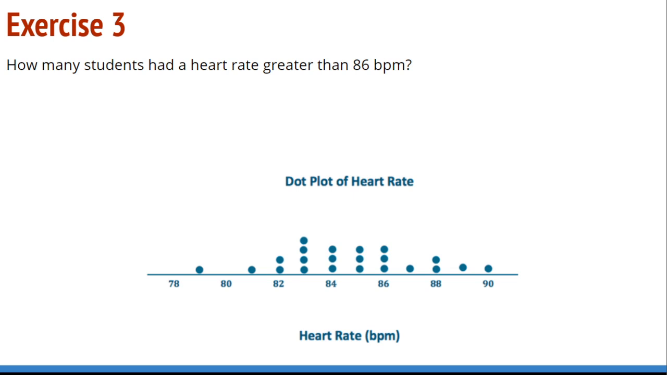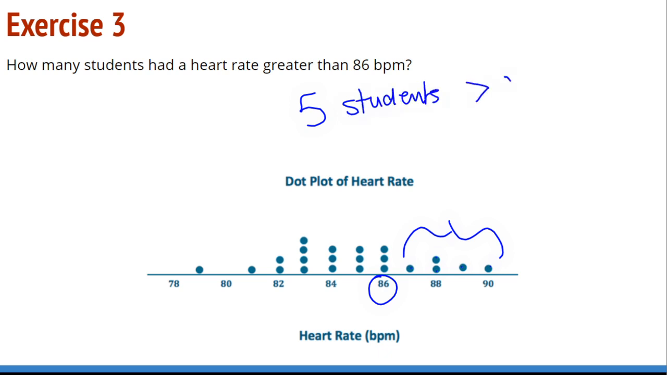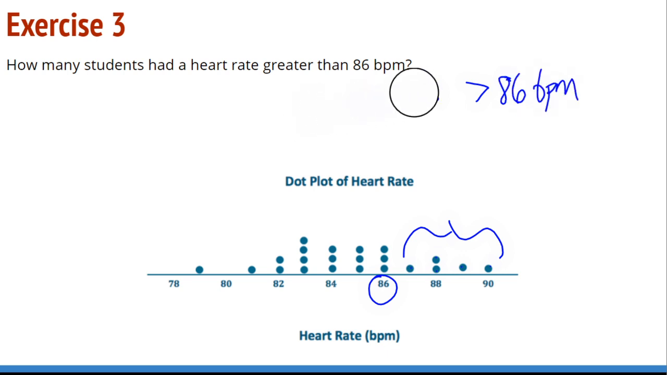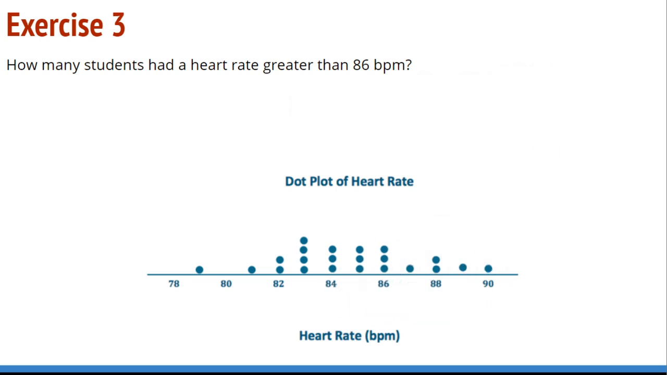How many students had a heart rate greater than 86? So here's 86, and if I want to count greater, 1, 2, 3, 4, 5. 5 students had a heart rate greater than 86 BPM. Now all we're doing with these questions is learning how to read the dot plot, looking at the different ways that we can analyze the information. We talked about the lowest heart rate. We talked about the highest heart rate. We talked about a section of the heart rates. So hopefully what you're seeing are some different ways to describe the data on this chart.